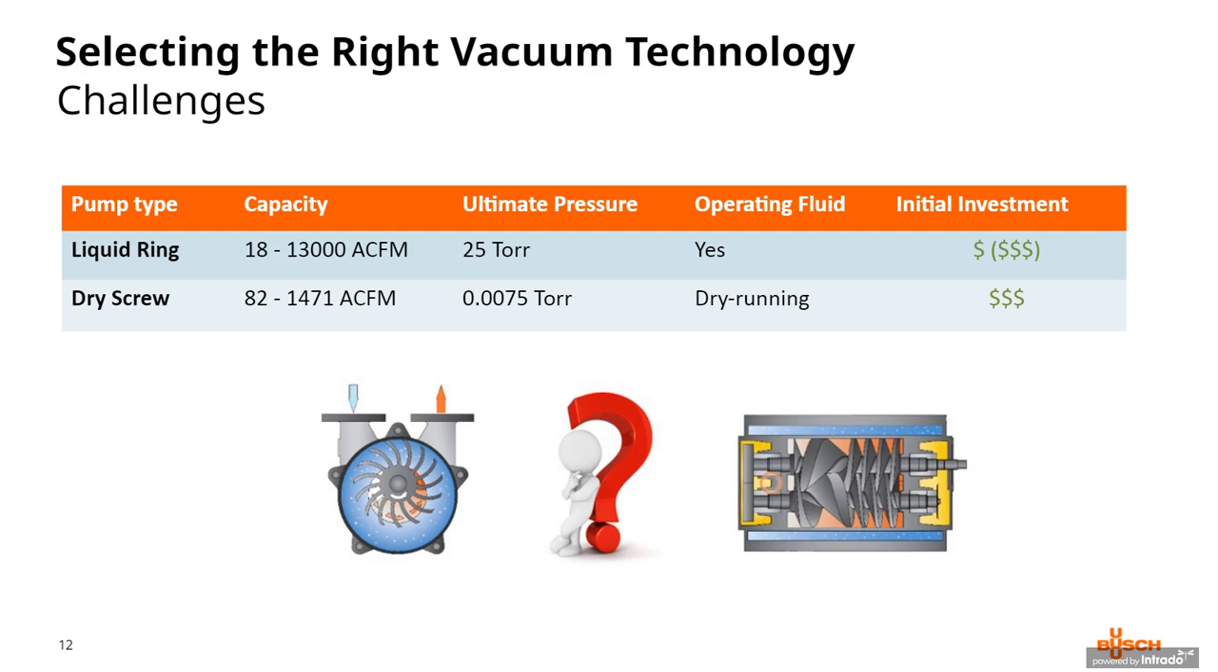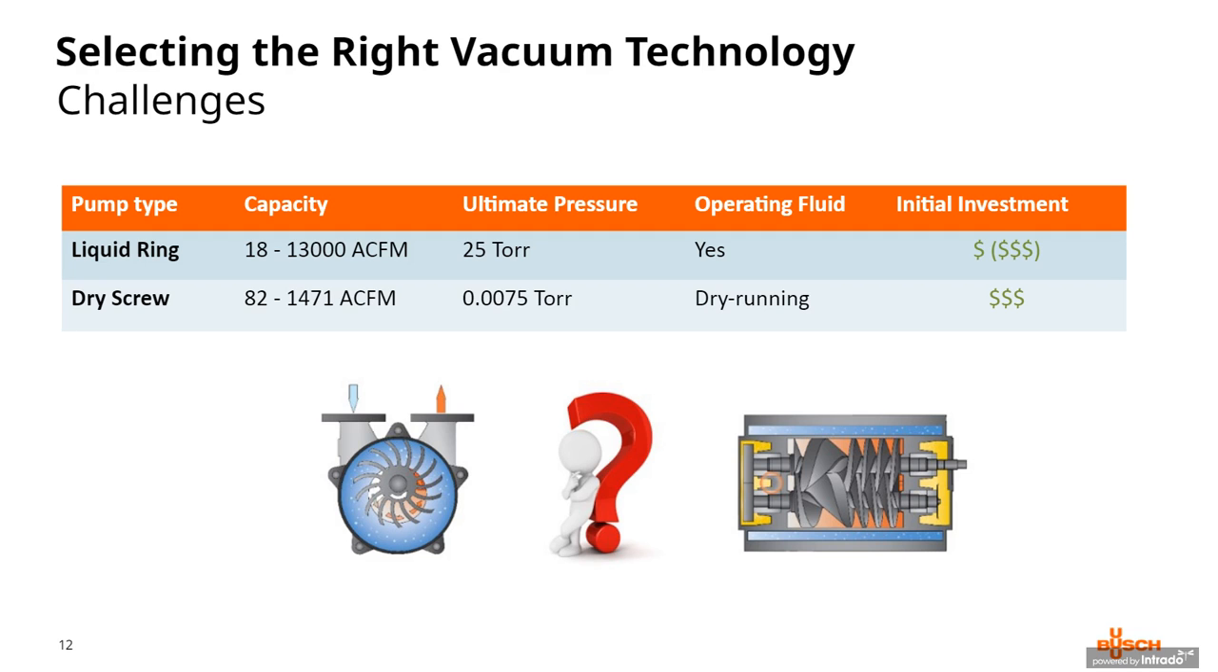Now, comparing the two technologies side by side, we see that the liquid ring vacuum pump has a much higher capacity, while the dry screw can achieve much deeper vacuum. The liquid ring requires an operating fluid, while with the dry screw you have dry compression, so no contamination or reaction is possible between the process gas and operating fluid.